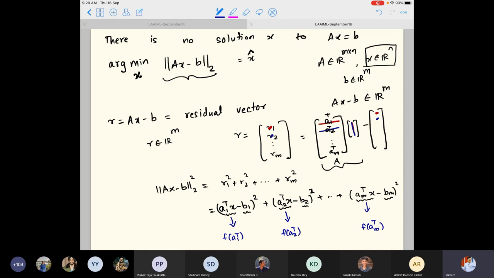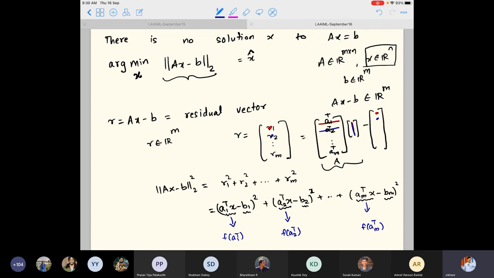And along with A1 transpose, you have an observation B1. What are you trying to do? You are trying to find f such that f of A1 transpose minus B1 matches as closely as possible, f of A2 transpose matches with B2 as closely as possible. That is what you're doing. The model that here we have is the linear model. In general, you can have nonlinear models also. You will still try to minimize loss, which looks like this.